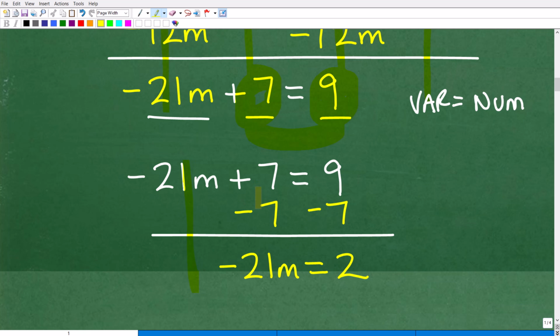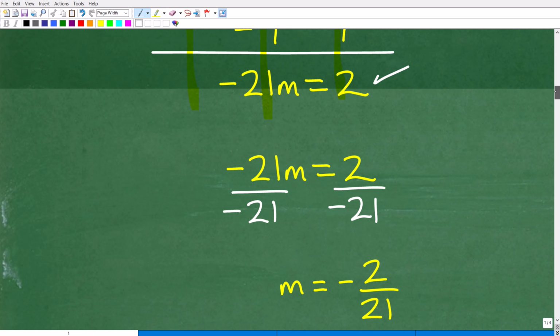So again, we're going to add down like so. Negative 21m plus nothing is negative 21m. Positive 7 minus 7 is 0. That goes away. 9 minus 7 is 2. And there we go. We have negative 21m is equal to 2. We are so close to the solution.